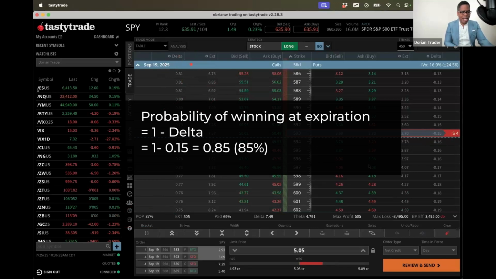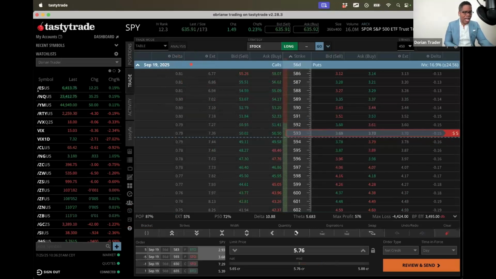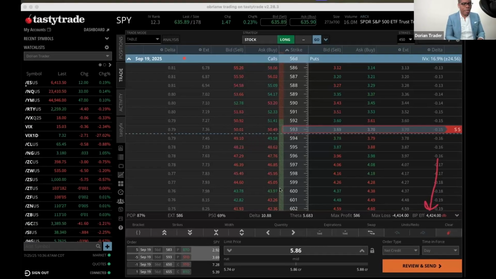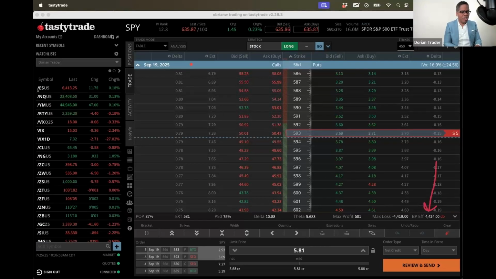But I don't like not having more money. So if I did a 1-to-5 ratio, then this is better. If it goes up all the way past the call side, I'm still going to win $75, $80. And it's requiring a buying power here of about $4,400. It's not horrible, but this is the way it would play out using the SPY.